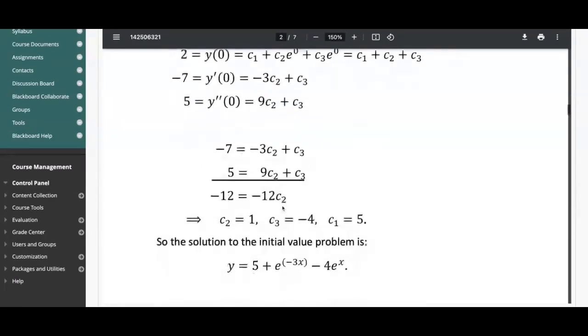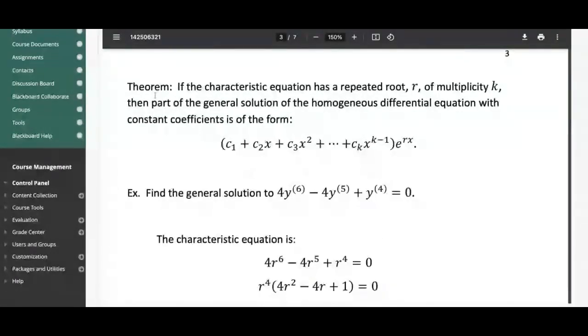Okay, let's keep going. Second theorem for today. If the characteristic equation has repeated roots, meaning a root R has a multiplicity of k, then part of the general solution of the homogeneous differential equation with constant coefficients is of this form. This is just for one particular R. So these roots will give e to the Rx multiplied by some constant plus some constant multiplied by x plus some constant times x squared, up to x to the k minus 1.